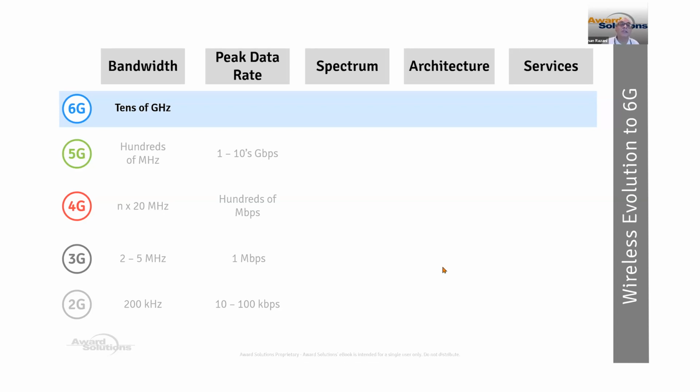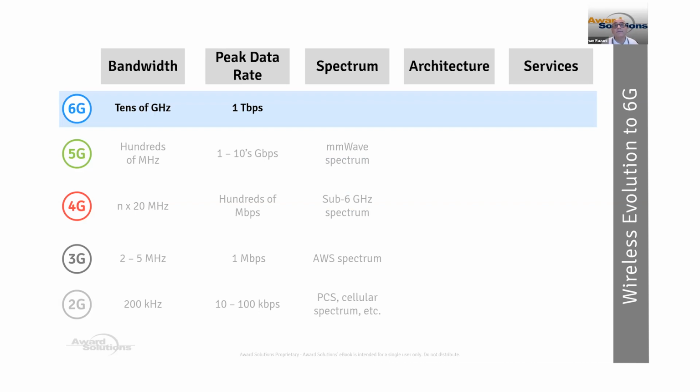But in 6G, if you want to break the threshold and go beyond what 5G and 5G Advanced can do, we need to get to terabits per second. So our peak data rate should be in the order of terabits per second or higher in order to break the boundary with 5G.